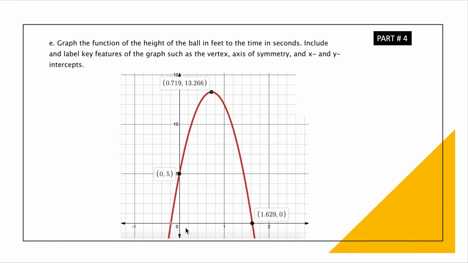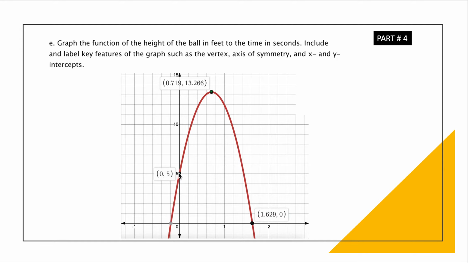And the range is from 0 to 13.266. So we are taking the height as the range. And the y-intercept: in the y-axis is h, the height of the object, and in the x-axis is the time. So the y-intercept is (0, 5) feet.